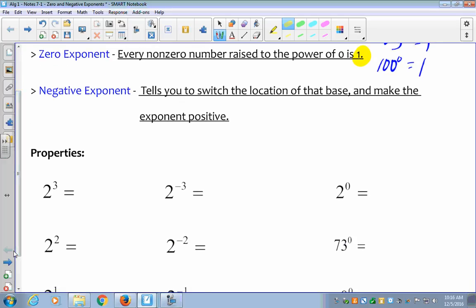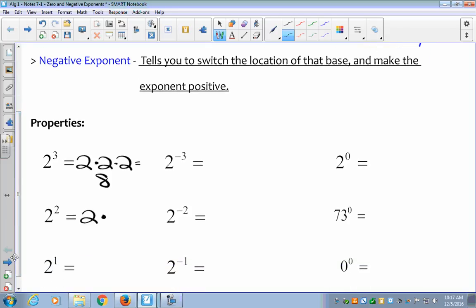When you have an exponent, it usually tells you how many times to multiply your base together. So if I have a power of 3, I'm going to take that base of 2 and multiply it by itself 3 times. Some students get super confused and try to multiply the exponent and the base, and that is not going to give you the right answer. 2 times 2 times 2 is 8, because 2 times 2 is 4, and 4 times 2 is 8. 2 squared is 4. And 2 to the first power is just 2.